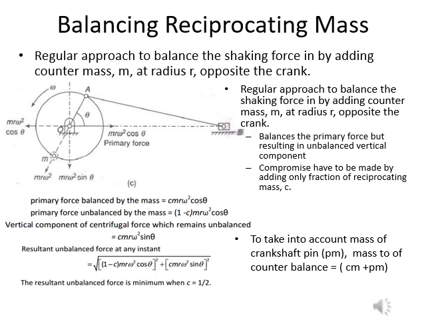The primary force balanced by the mass is equivalent to C m r omega squared cosine theta. And then the primary force unbalanced by the mass is 1 minus C. The vertical component of the centrifugal force which remains unbalanced is equivalent to C times m times r times omega squared sine theta. You add up these equations and use the square root, so that you can get the unbalanced force is minimum when C is equivalent to 1 over 2, or half.